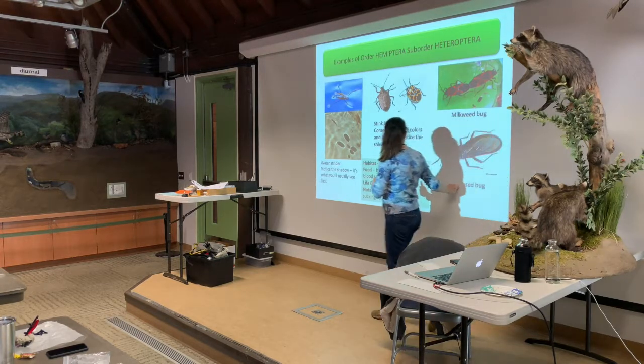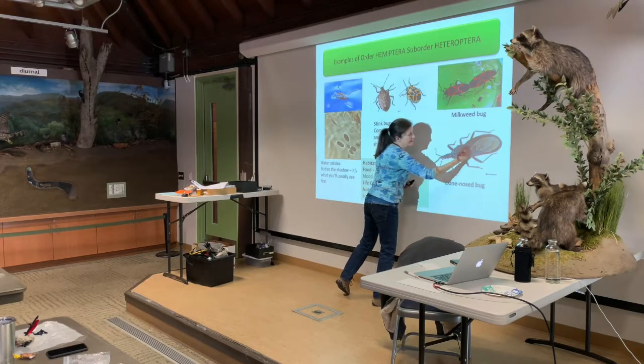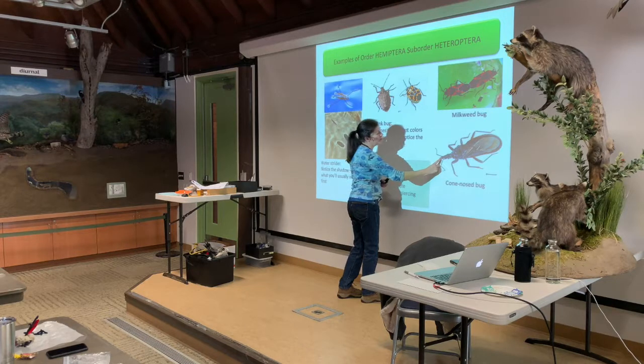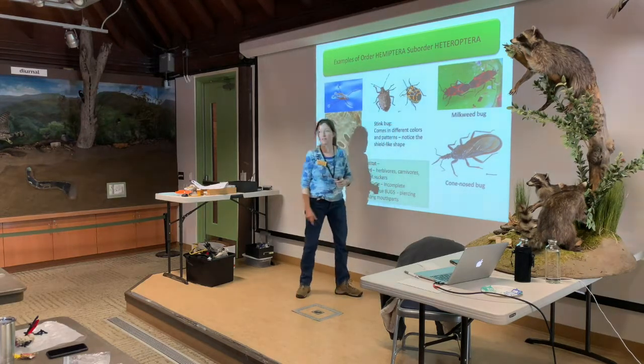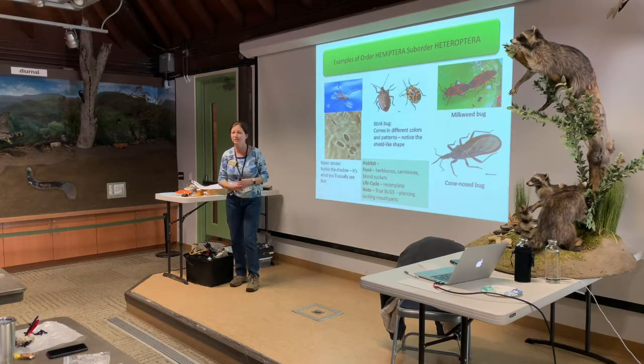Here's a cone-nosed bug, call it a bug. Same thing, that X-shaped pattern, the membranous part of the wing, and one wicked hypodermic needle that it's going to stick into some warm-blooded animal and suck the blood out of. And unfortunately, some of them are vectors for Chagas disease.